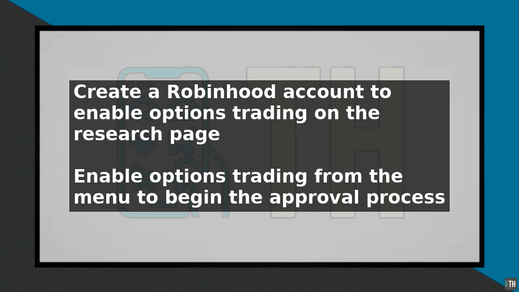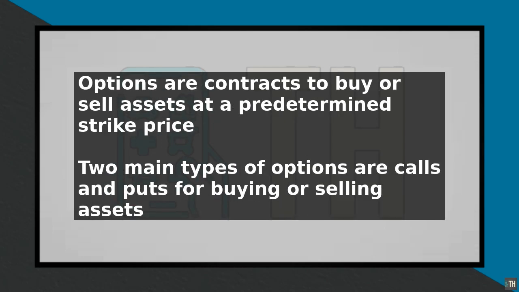An option is a contract that gives the buyer the right but not the obligation to buy or sell an underlying asset at a predetermined price known as the strike price. There are two main types of options: calls and puts. A call option gives the buyer the right to buy an underlying asset, while a put option gives the buyer the right to sell an underlying asset.